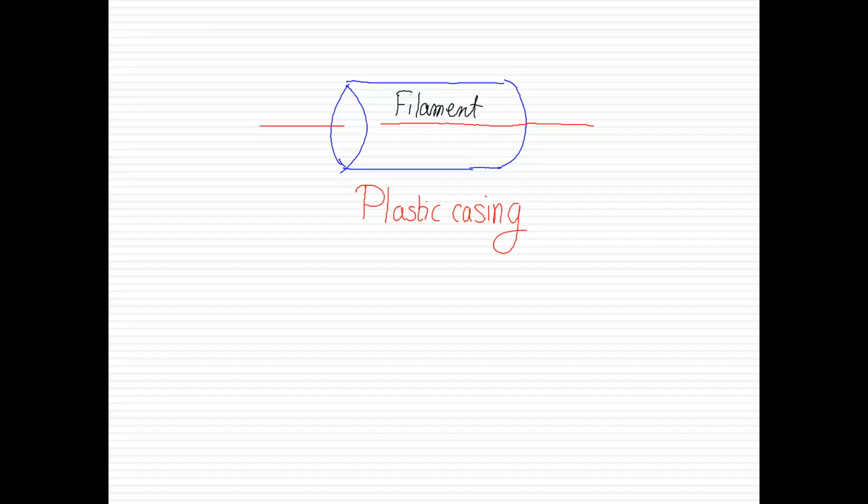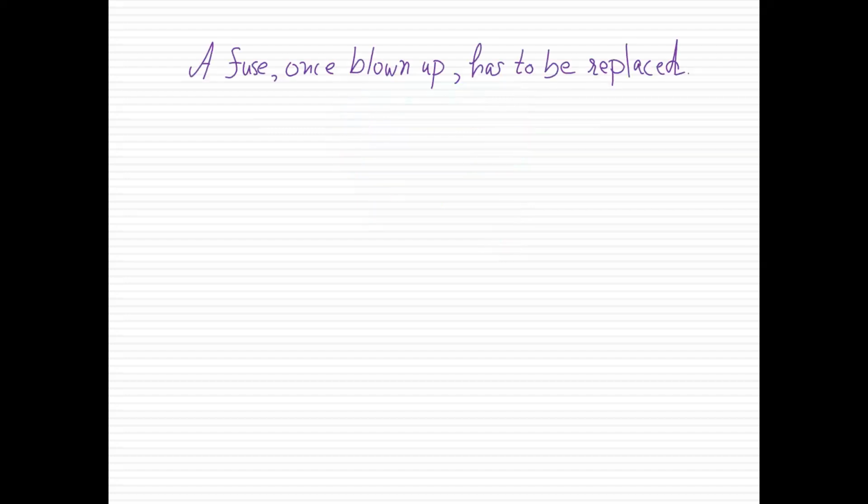A fuse is generally enclosed in a plastic casing, and the problem is there. Once a fuse has blown up, it has to be replaced. That's a major problem with a fuse. So you can't repair it, you can't reset it. Once a fuse has blown up, it has to be replaced.